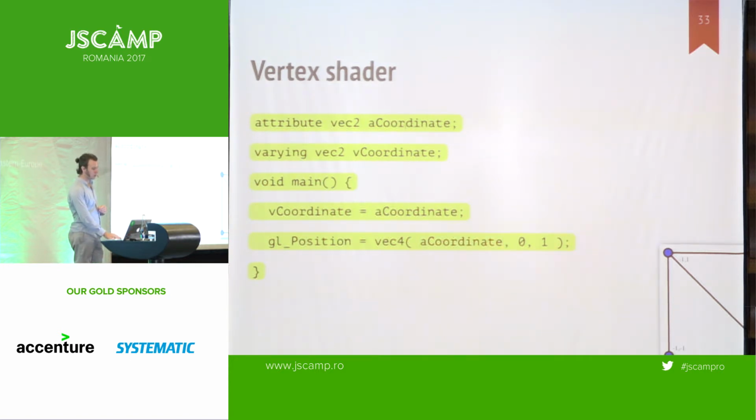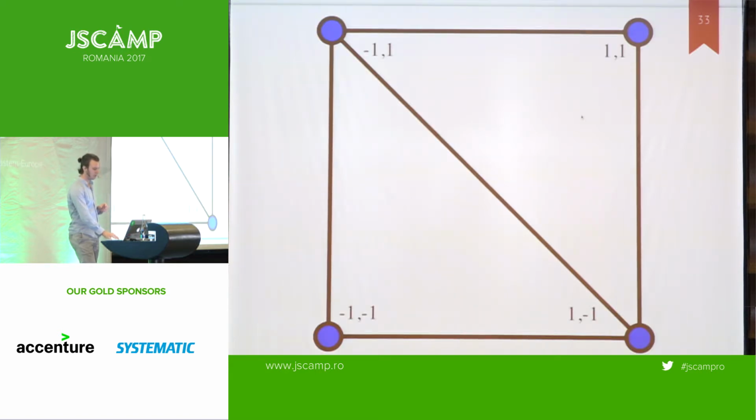So if we were to draw a vertex that had this A coordinate set to 0, 0, then that would end up in the middle of our screen. If we had one that was 1, 1, then it would be in the top right. It's not doing anything more than that.